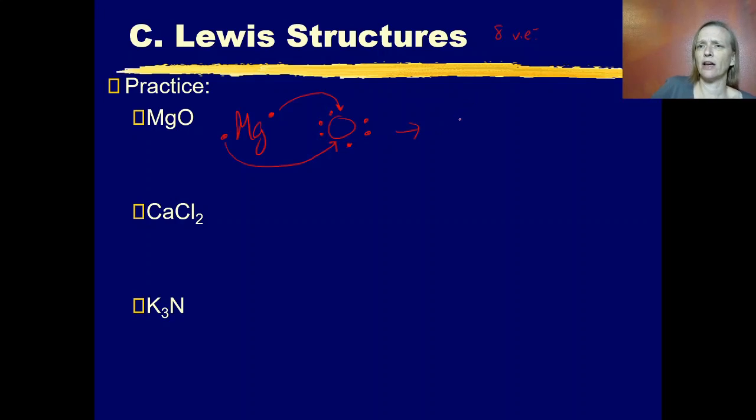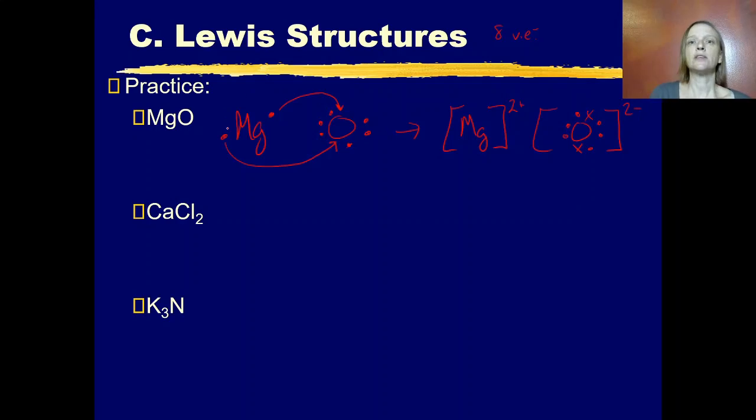And so what we get here is we end up with magnesium with 0 valence electrons. It actually has 8 valence electrons in the lower shell, but we just draw with 0 to show that it lost some electrons. And it now has a charge of +2. And now we have oxygen with 8 electrons, and it has a charge of -2. So this is showing how ionic bonding works with losing and gaining electrons.